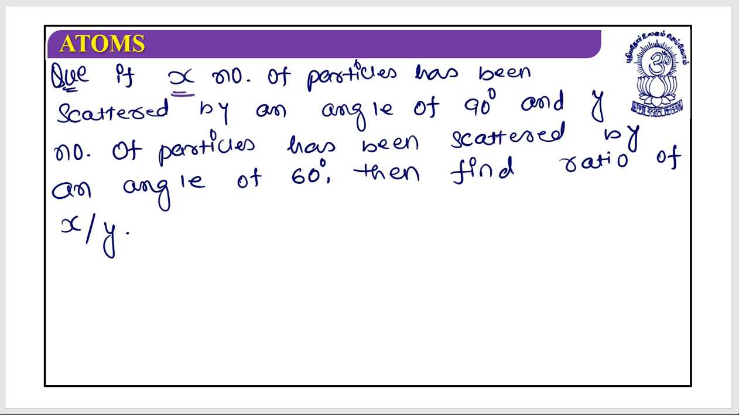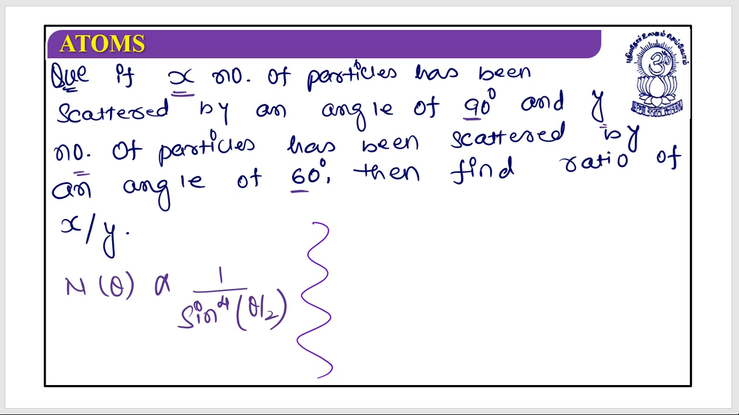He says that if x number of particles has been scattered by an angle of 90 degree and y number of particles has been scattered by an angle of 60 degree, then find out the ratio of x to y. So the situation is N of theta is directly proportional to 1 by sine to the power 4 theta by 2. I hope this is clear. So N of theta is inversely proportional to the fourth power of sine theta by 2. Now from this let's take a direct ratio. It's x to y, which equals sine to the power 4 of theta by 2.